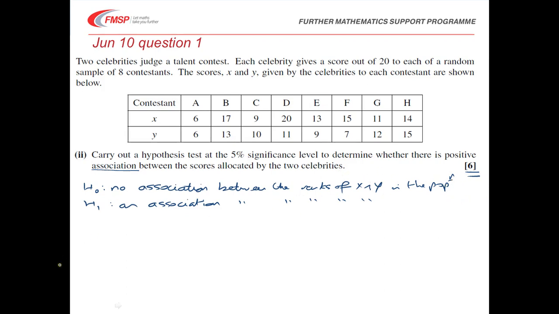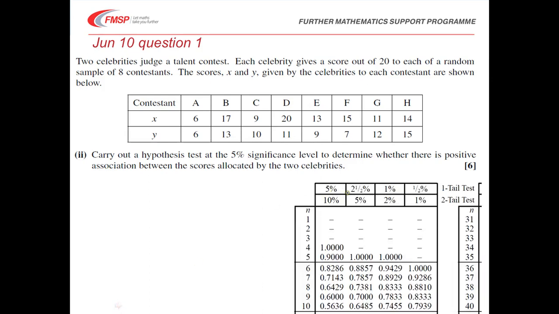So as before, we need to find our critical values. So different table, we need to use the Spearman's rank table here, but it's exactly the same principle. So we're looking at an association, so we're looking at a one-tailed test, 5%, and here we've got a level of 8. So we're looking at this particular value here. So your critical value is going to be 0.6429.